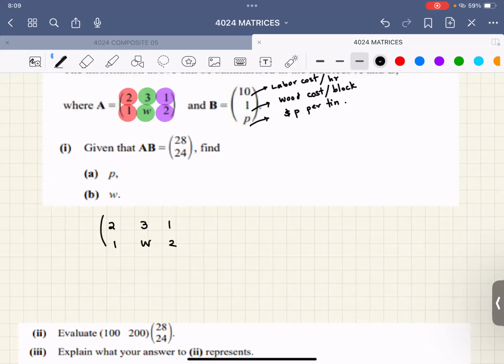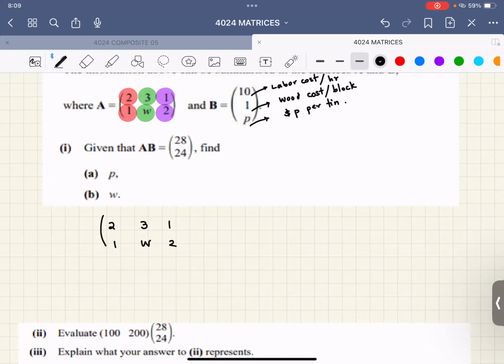It's multiplying in the order because A is in that is 10, 1 and 1. Answer is 28 and 24. Now let me double check.